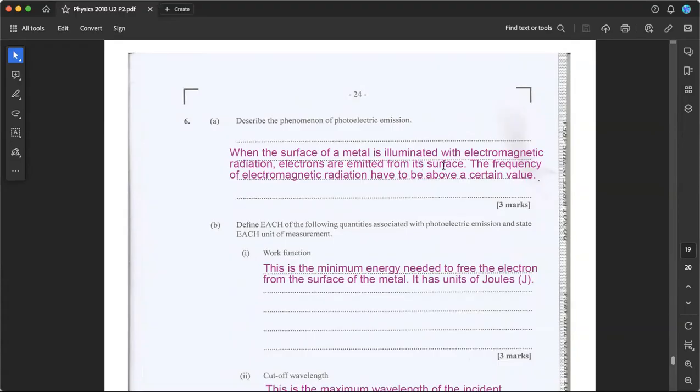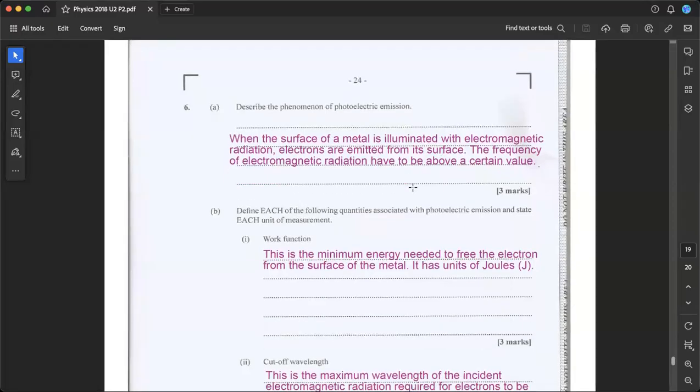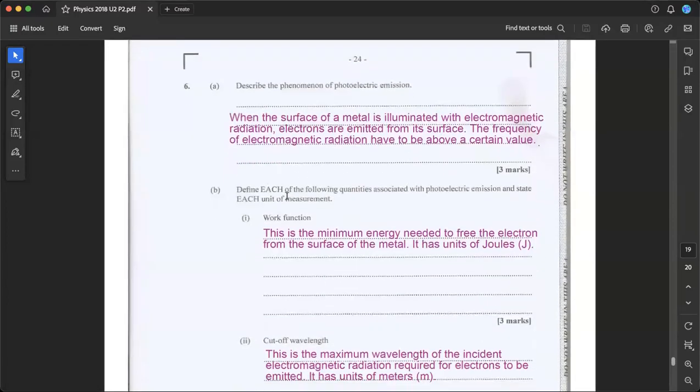There's a frequency of electromagnetic radiation associated with the light it's being illuminated with, and that has to be above a certain value, right? So we've captured all of that here. Then they're asking us to define each of the following quantities associated with photoelectric emission and state each unit of measurement. First we have the work function.